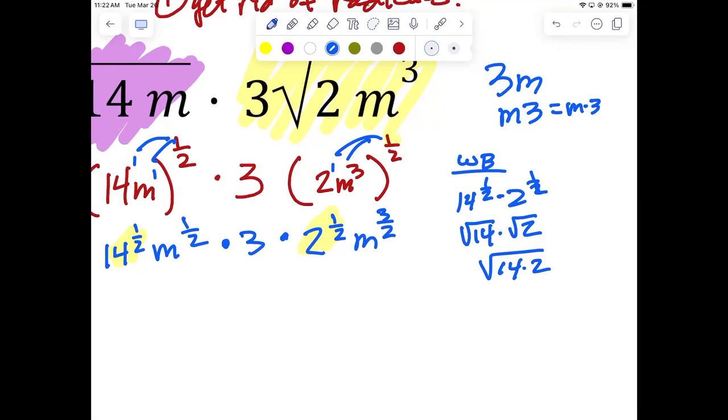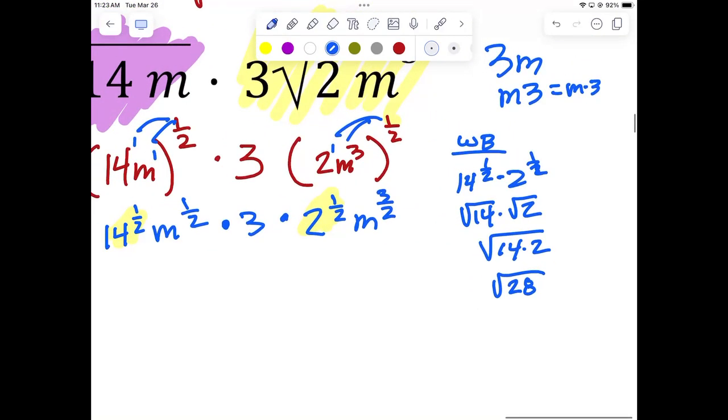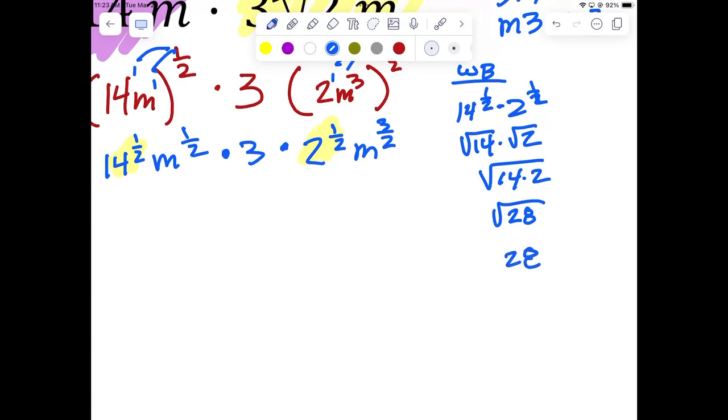And now I can multiply. What's 14 times 2? 28. Is 28 a perfect square? Please say yes. No, it's not. But thank you for abiding. It's not a perfect square. Do I know how to see if it has a perfect square factor? Yes.